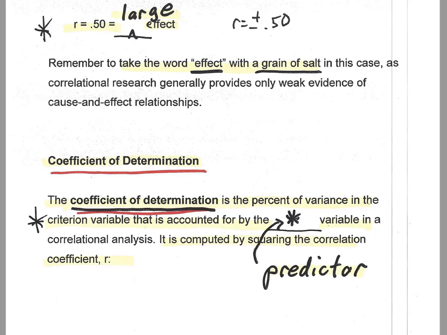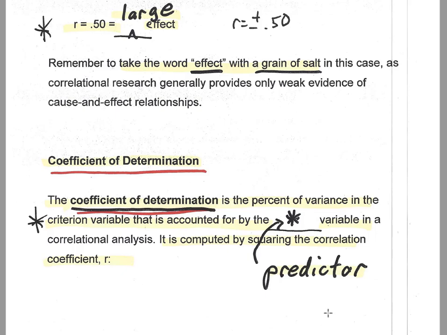I've talked about prediction, and that naturally segues to the topic coefficient of determination. If you have a Pearson correlation coefficient, you should be able to turn that into a coefficient of determination. You could assume there'll be questions dealing with that on our upcoming test. Definition: coefficient of determination is the percent of variance in the criterion variable that's accounted for by the predictor variable in a correlational analysis.